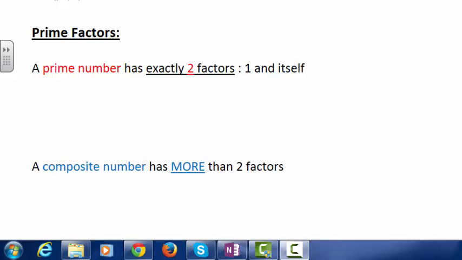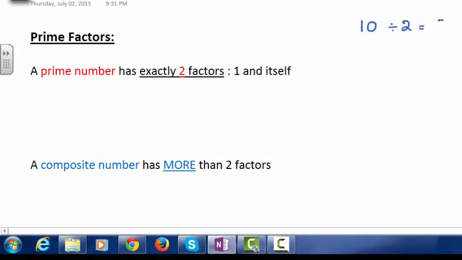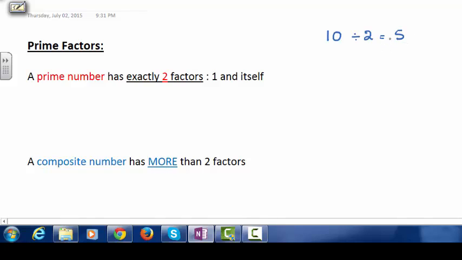So I want to give you an example. Let's say I have 10. When I divide the 10 by 2, the result is 5. As you can see, 5 is a whole number. That means this 2 is a factor of 10. So this is the meaning of factor.